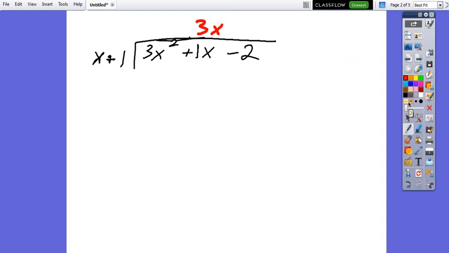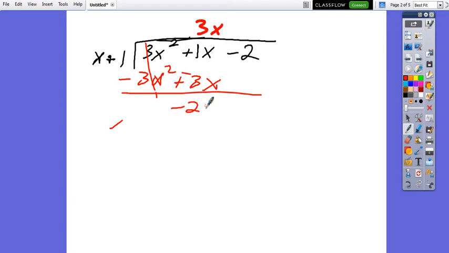Once I get that part of the quotient, I multiply it by x plus 1, and that gives me 3x squared plus 3x. But I have to remember to subtract, so change the signs: minus, minus. This is going to give me 1 minus 3x, which is negative 2x. Okay, bring down your minus 2.